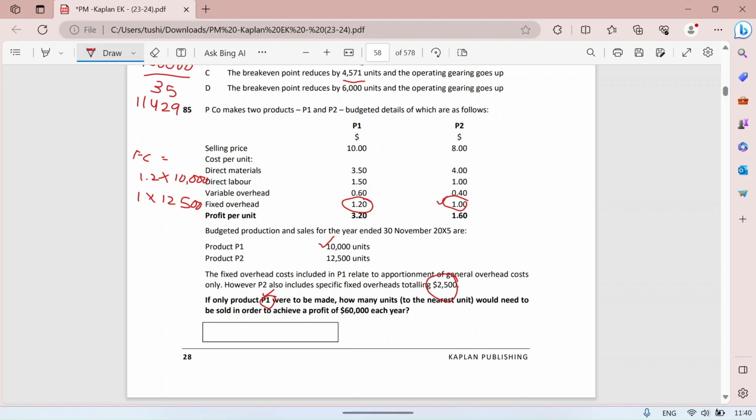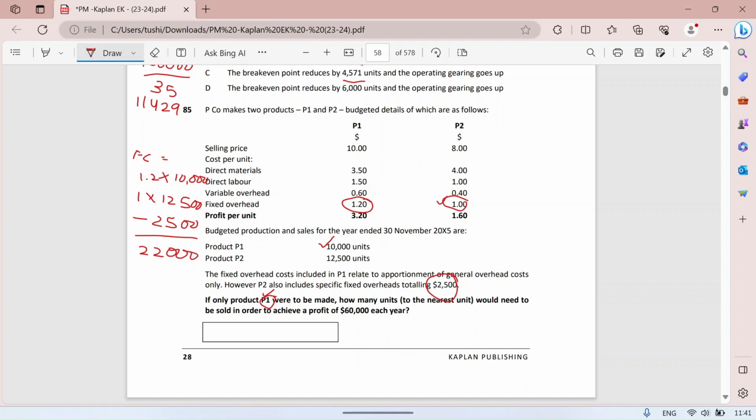Now that we are not going to be producing P2 anymore because only P1 is going to be made, that means my fixed cost is going to reduce by this amount because this was specific to P2. Now that P2 will not be produced, this 2,500 will also not be incurred. So with this, I find out my total fixed cost will come out to be $22,000.